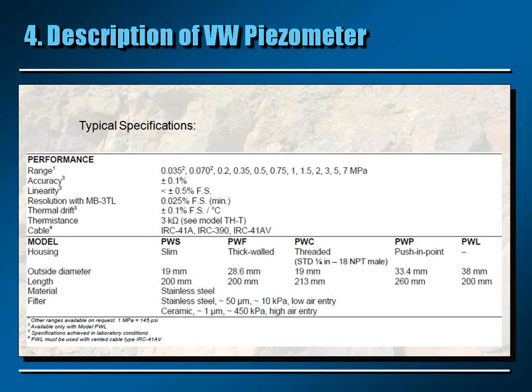You will note that the diameter is large. It's quite large because in order to get accurate results in the low range, it is necessary to have a larger diaphragm. This way the readings are more accurate. So this type of piezometer has a larger diameter.